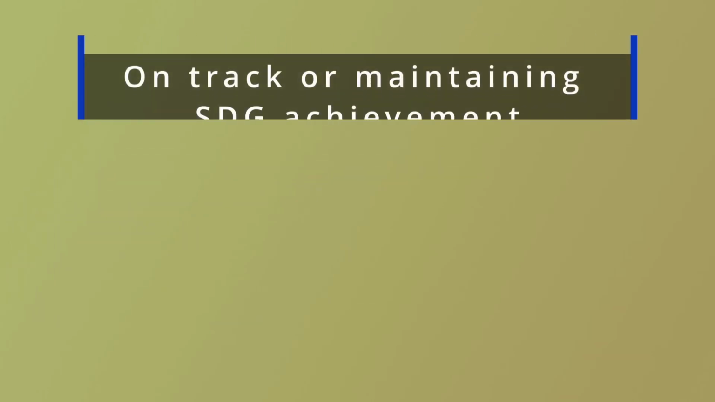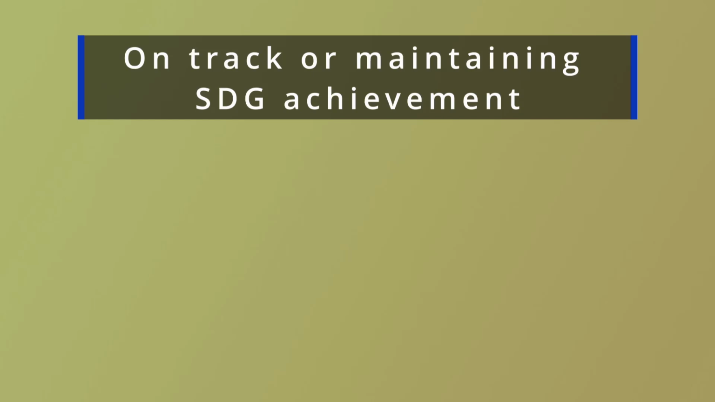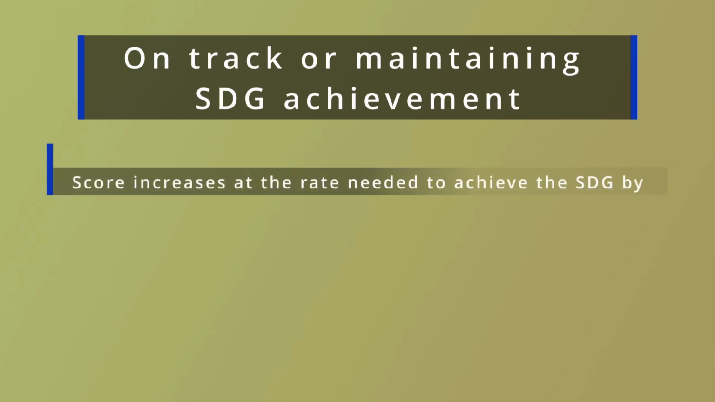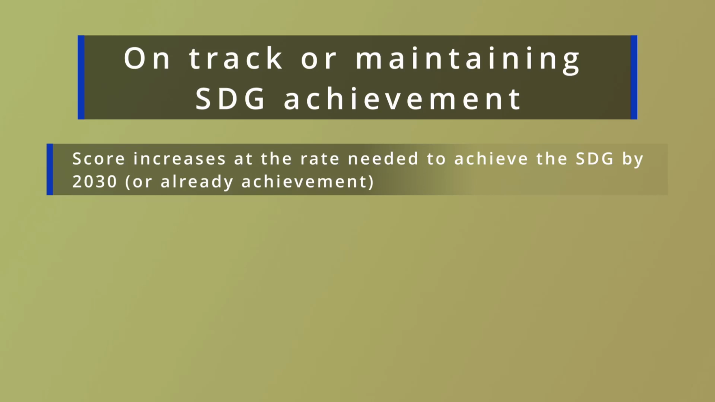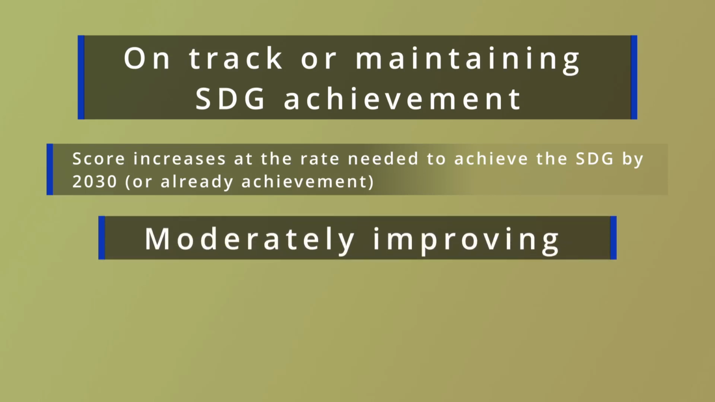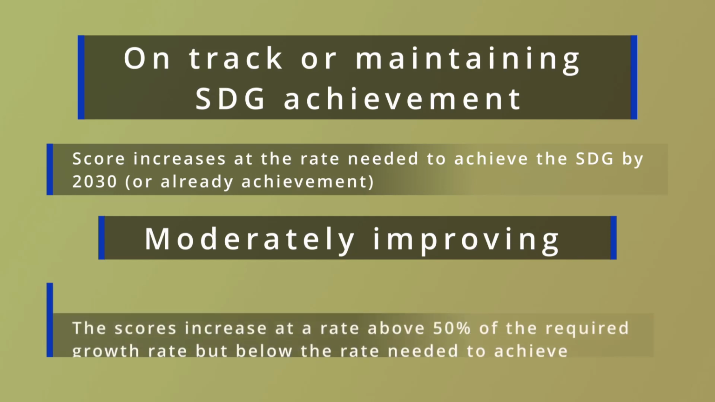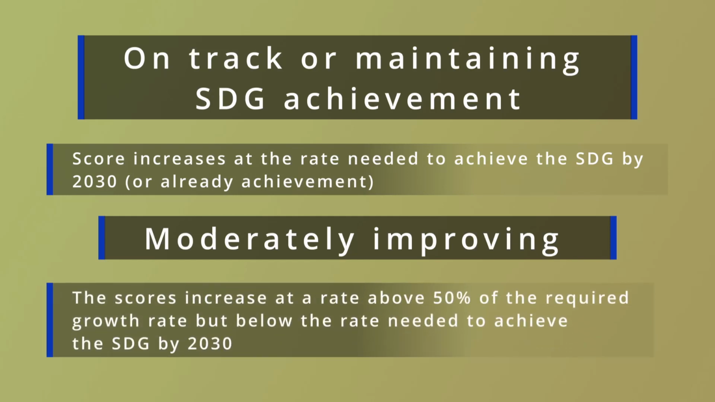In case of category 1, that is maintaining SDG achievement, here the progress of the Sustainable Development Goal score for a particular target is as required to achieve the Sustainable Development Goals by 2030, or the countries have already achieved the Sustainable Development Goals. Whereas in case of the moderately improving category, the trend of the Sustainable Development Goal score is more than 50% compared to the required growth rate of the Sustainable Development Goals.